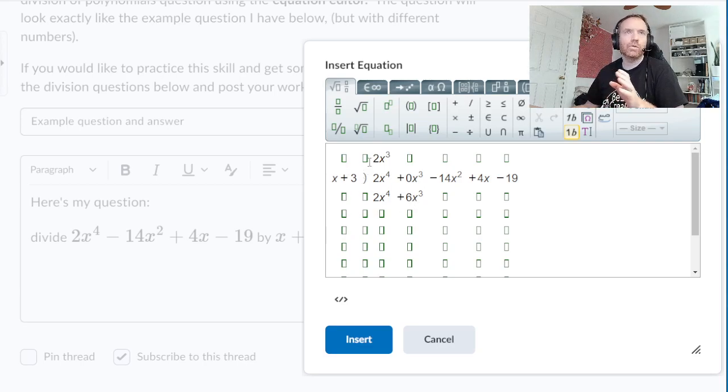Now, when you do the next step, you subtract the top row from, or you subtract this row from the top row.